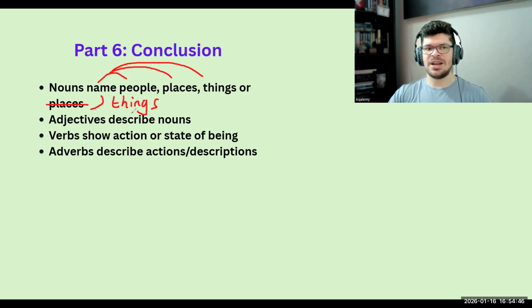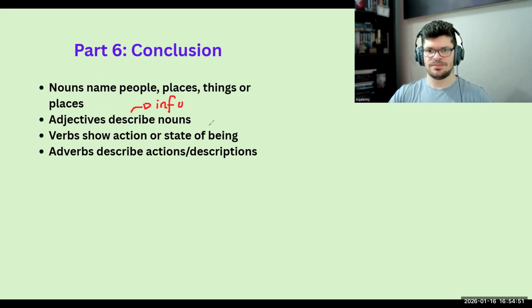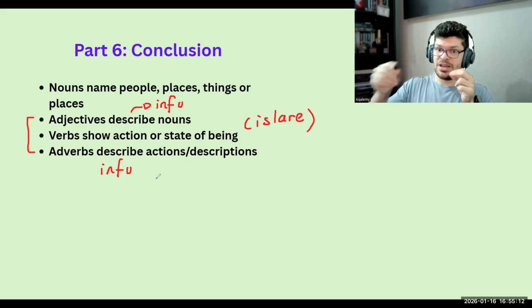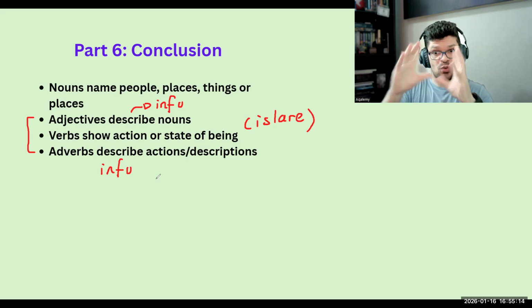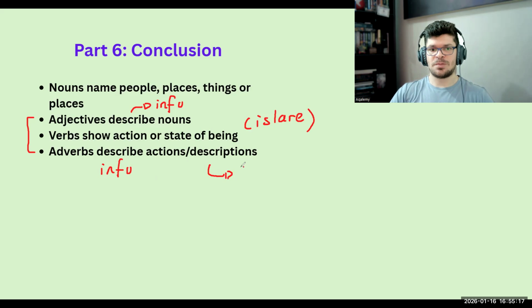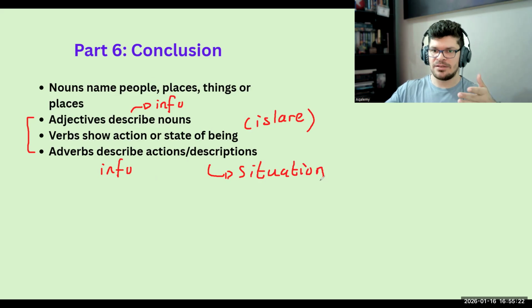Adjectives describe nouns. Describe means we give information for noun. Verbs show action, direct understanding for action, or state of being, is, are. Adverbs, like adjectives, also give information about the verb, runs quickly, or the situation. Description is about situation, maybe. Okay, early in the morning.